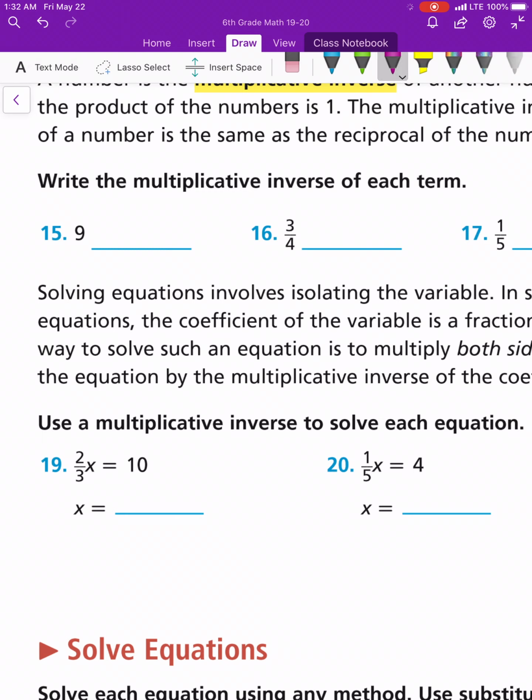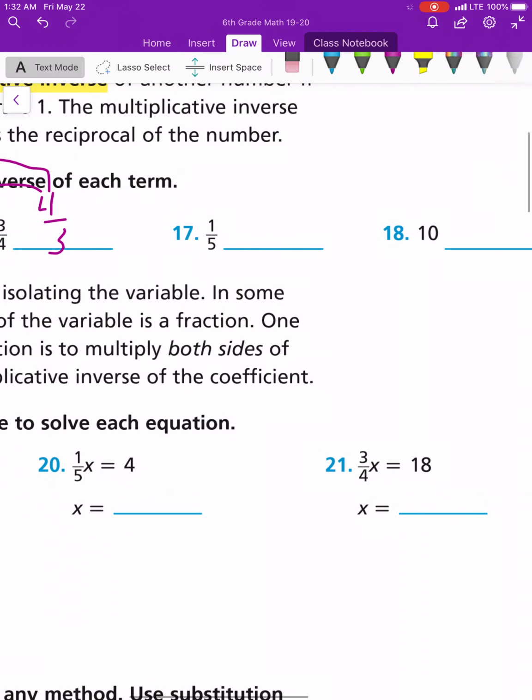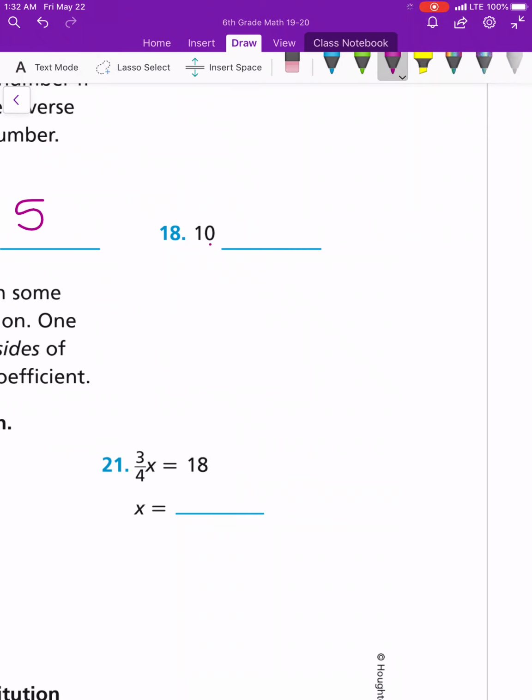So 9. 9 is the same thing as 9 over 1, which means that the multiplicative inverse would be 1/9. I'm just flipping the numerator and the denominator. I'm switching it. That's what the multiplicative inverse is, or reciprocal. Okay, same thing. 3/4 will be 4/3. 1/5 will be 5, because 5 over 1 is 5. 10, you can pretend that 10 is 10 over 1. Flip it, and you get 1/10.